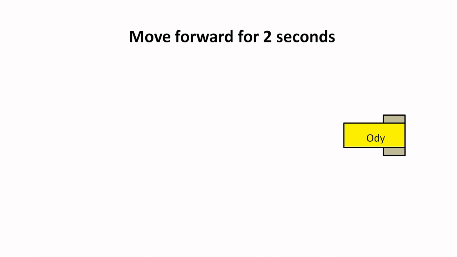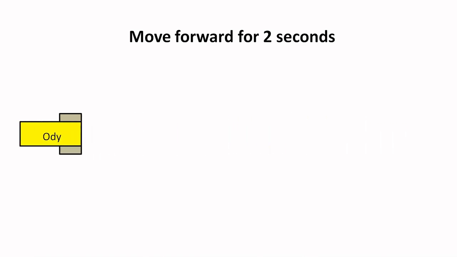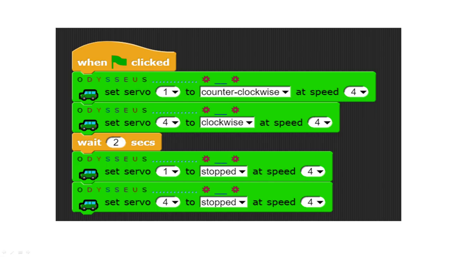Assume that we want ODI to go forward for 2 seconds. How do we allow something to happen for a given time interval? There exists a simple way to do this. Just execute this program. The motors are initially set for moving forward and then the program freezes for 2 seconds, allowing ODI to move forward for 2 seconds. When the 2 seconds have passed, the execution of the program continues and the last 2 commands are executed, forcing ODI to stop.